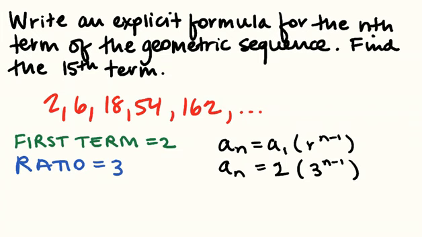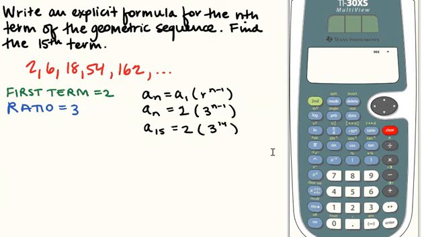Then the 15th term, I'm just going to plug in 15 for n. And that's just a massive number, so I'm going to bring in the calculator. And I will just type it in just like I see it. 2 times 3 to the 14. And get some massive number.